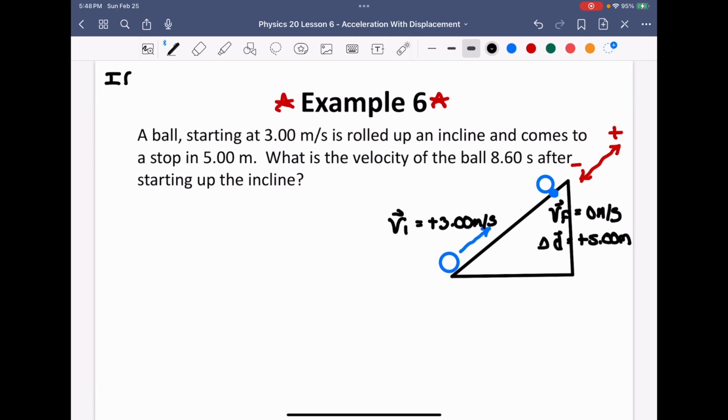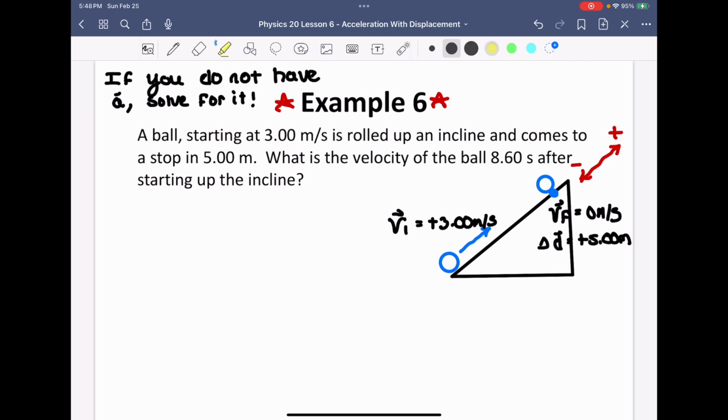If you do not have acceleration, solve for it. Super critical, and I'm even going to highlight that in blue right at the top. If you do not have the acceleration, you must solve for it. So my whole goal of starting this problem, because I don't know how the ball is changing in its overall velocity during this interval, is to make sure I figure that out first.